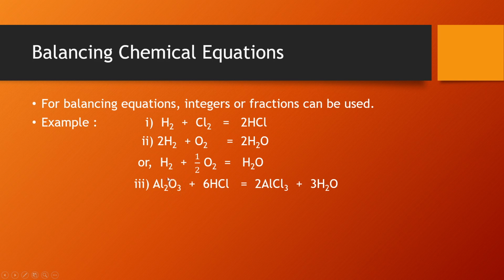And let's look at the oxygen here. Oxygen here is 3 in amount and oxygen here is only 1. So for balancing oxygen, we just have to put the value 3. So oxygen will be balanced on both sides.